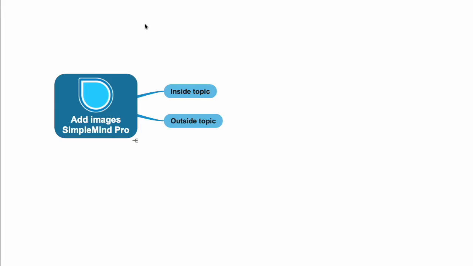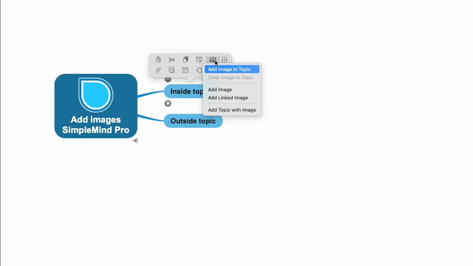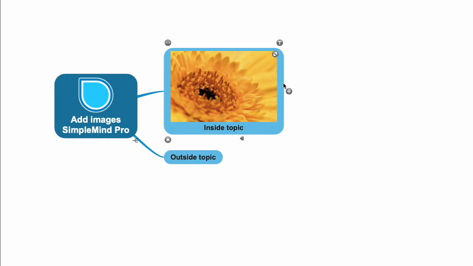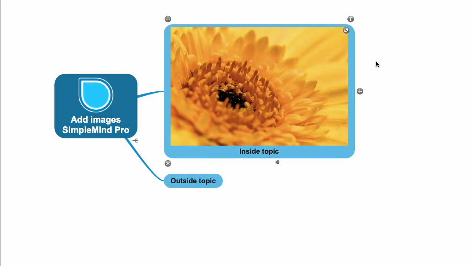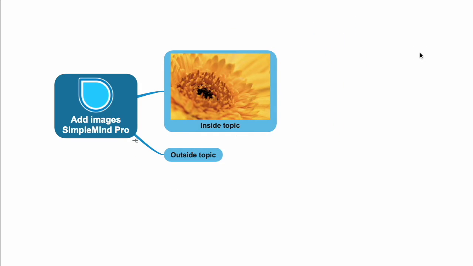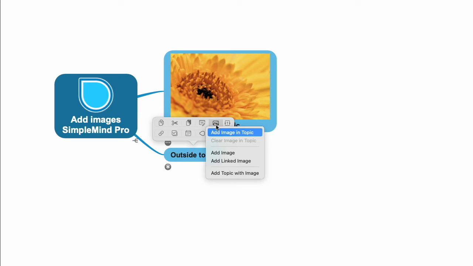Let's start by adding an image in the topic. You can use drag and drop or use the topic toolbar like I do now. Click the image icon and select Add Image in Topic. Select the image. Use the resize tool to make the image larger or smaller. Let's add the same image, but this time outside the topic. I'm using the topic toolbar again and selecting Add Image.